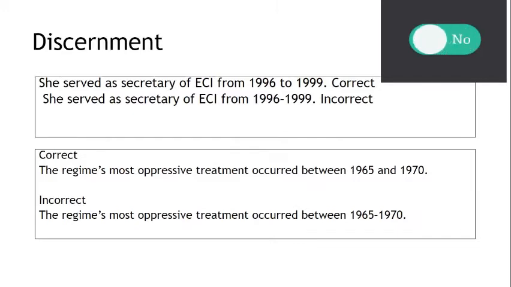And another one: the regime's most oppressive treatment occurred between 1965 and 1970. That's the correct one. And it is incorrect to say the regime's most oppressive treatment occurred between 1965 to 1970 because, of course, there is a specific particular date, and it's not that specific. That's why you need to use "and," okay, to play safe.